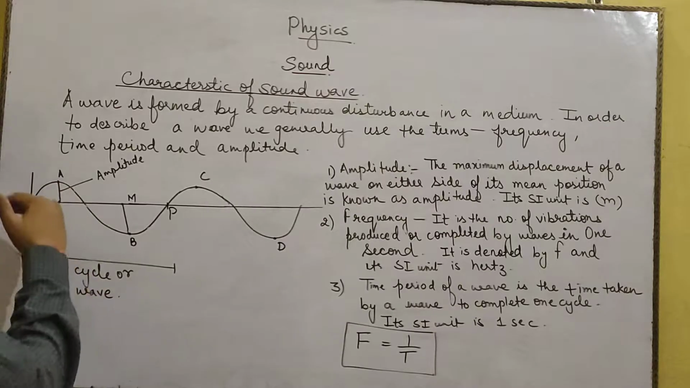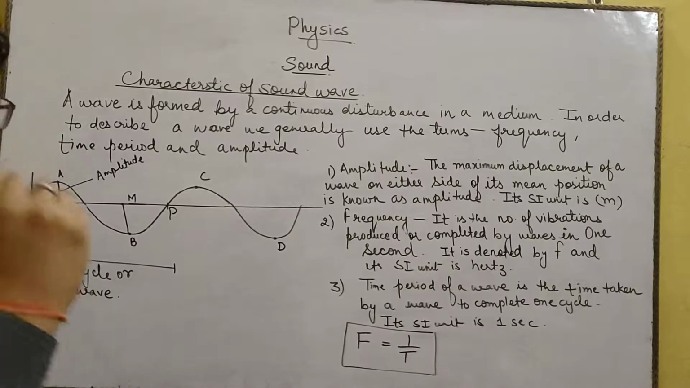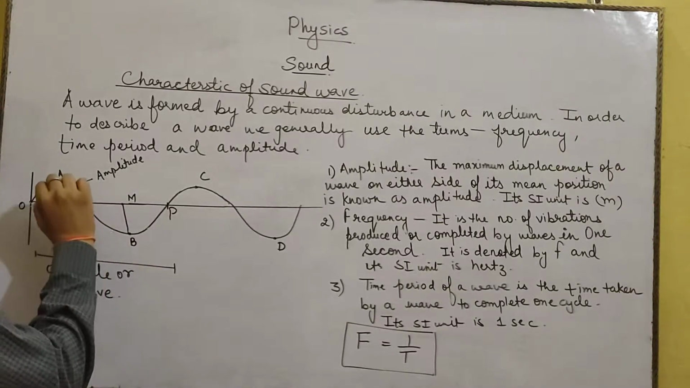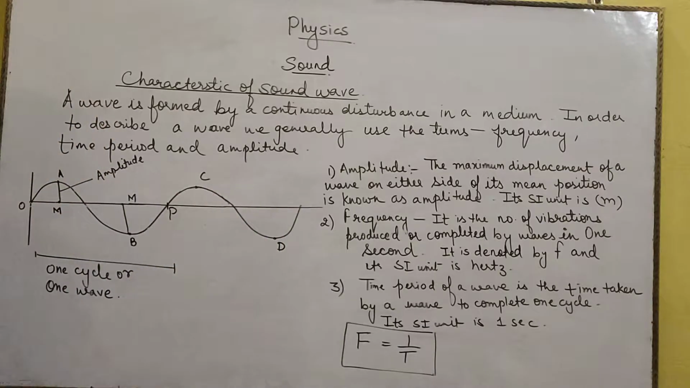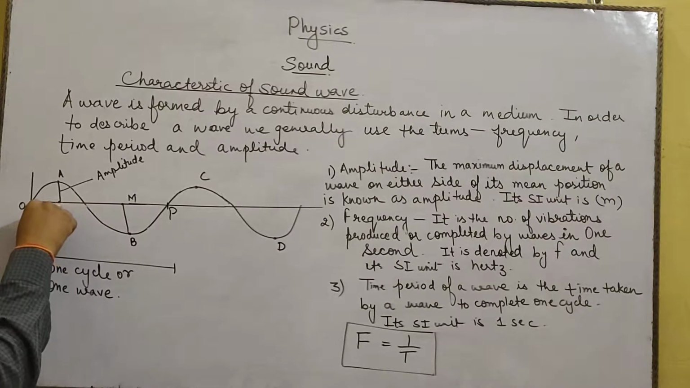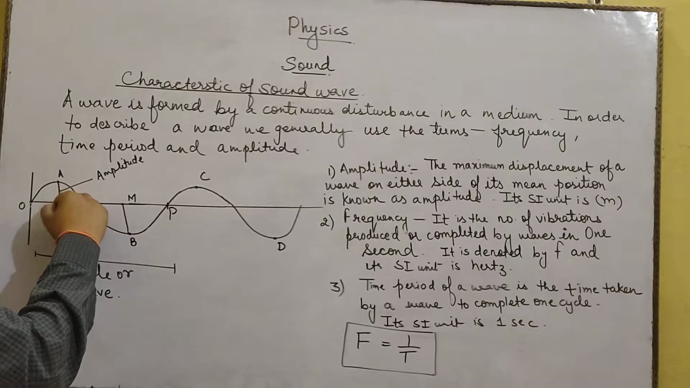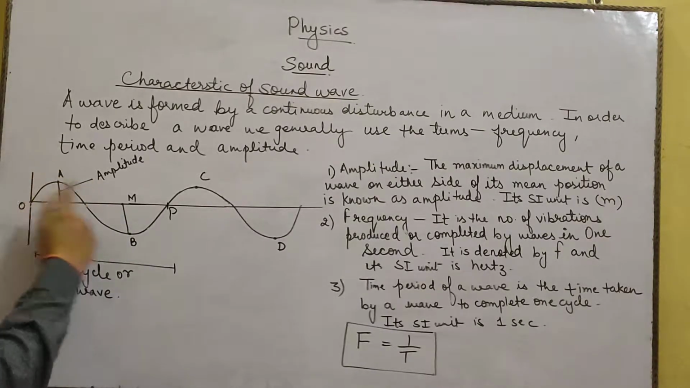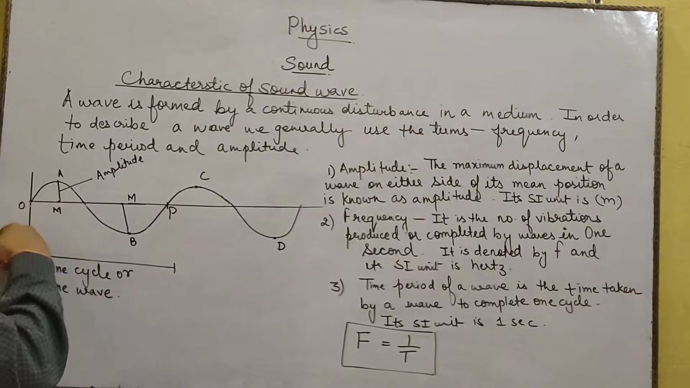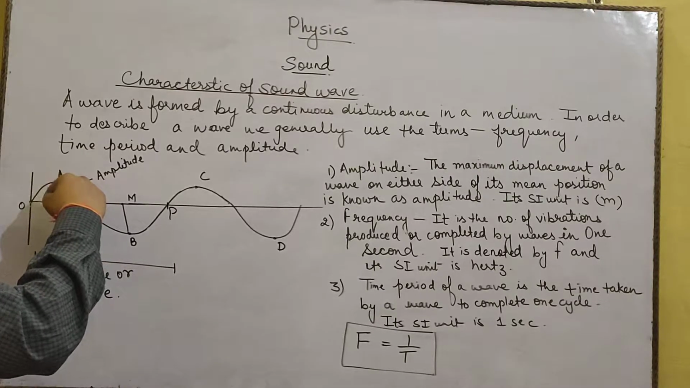Now suppose we know that the particles are always at their mean position. When the particles are not moving, they are at rest, and they stay at their particular position. That rest position is known as the mean position. Now suppose one particle is present over here at the mean position, and some force has been applied to it, some disturbance has been created on this particle. So this particle will start vibrating up and down, or it can vibrate in the forward and backward direction. Over here I have shown the wave in the form of upward and downward motion. So the particle will start vibrating up and down.